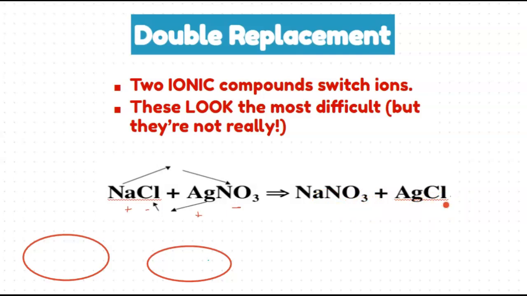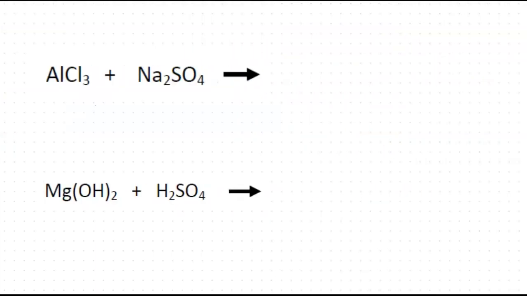So let's do a couple of examples to see how this works. For our first example, I have aluminum chloride and sodium sulfate. I've circled sulfate for you because I want you to remember that this acts like one big particle. It is not going to break apart. But the rest of these atoms are going to split apart in solution, and when they split apart, they're going to find new ionic partners. This is why I call it split and switch.